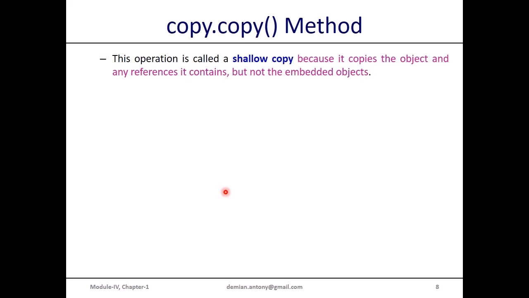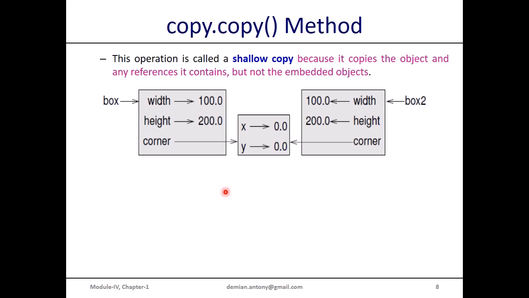That's why we call this kind of a copy a shallow copy, because it copies the object and any references it contains, but not the embedded objects. It means that it copies the members of a class. If a member is a reference, it just copies that reference, not the object itself. So this is how the shallow copy is described with this diagram.